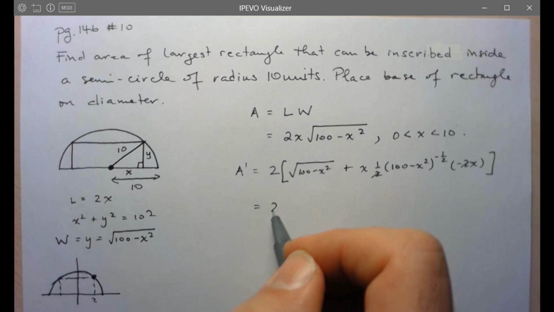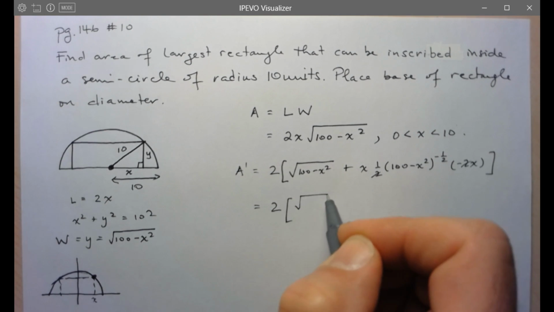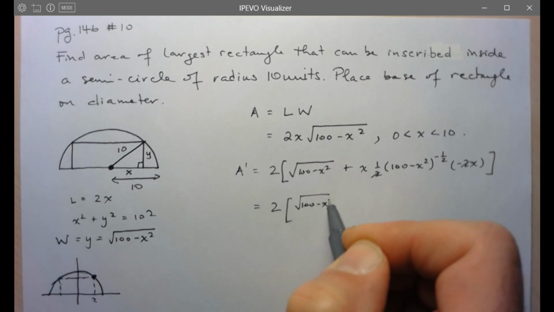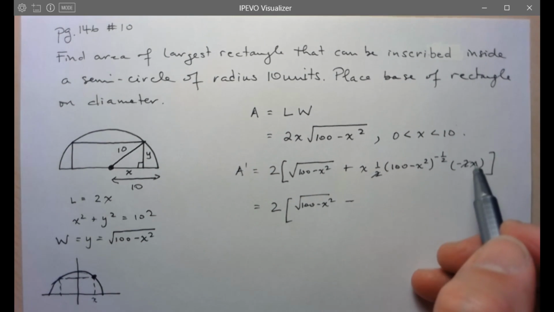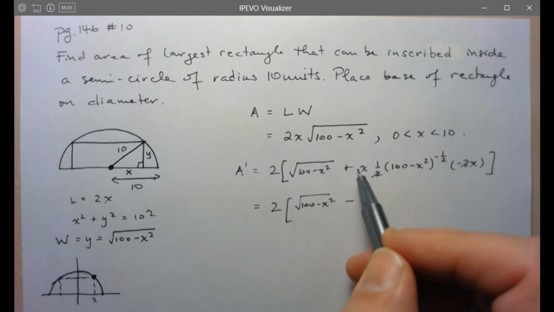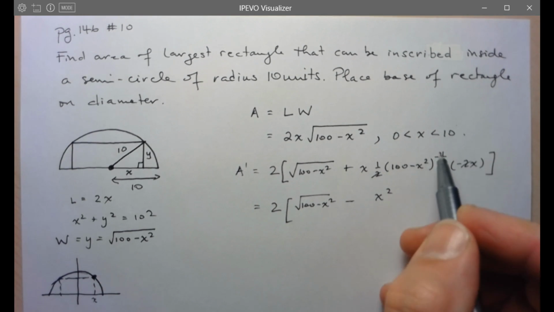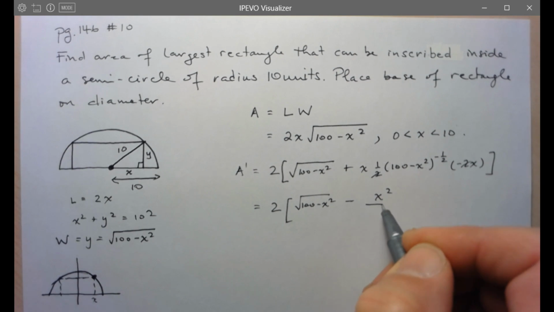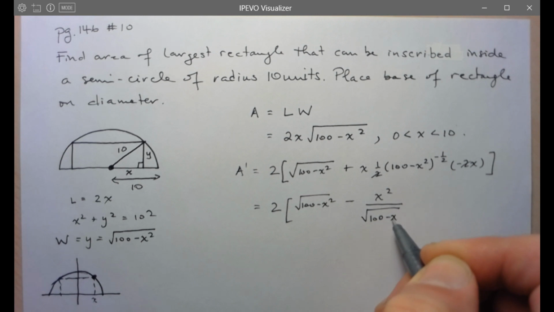So again, I've got this 2 out in front, and let's see what I have. Well, I have square root of 100 minus x squared, and here I have minus, and here I've got x squared is the only thing that's left in the numerator. Okay, and I say that because of course this has a negative exponent, so it's going to go into the denominator. Square root of 100 minus x squared.